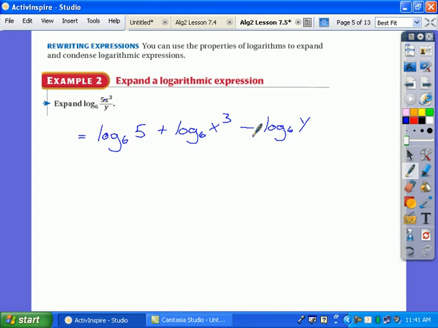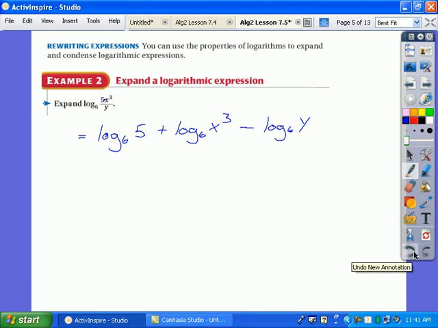Now, I know it seems like, well, wait a second, both of these are getting divided by y. Why is it just minus log y here? If you want, we could throw in a set of parentheses there to say both of those are being subtracted by the log base 6 of y, but it doesn't change anything mathematically. So what I had initially and what I have there is correct.